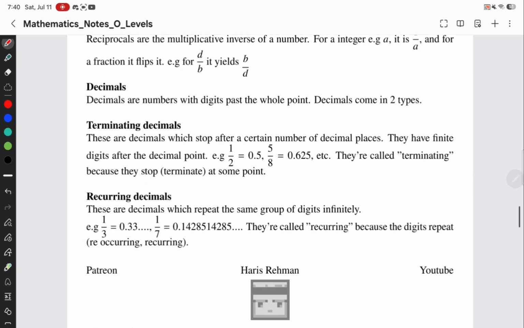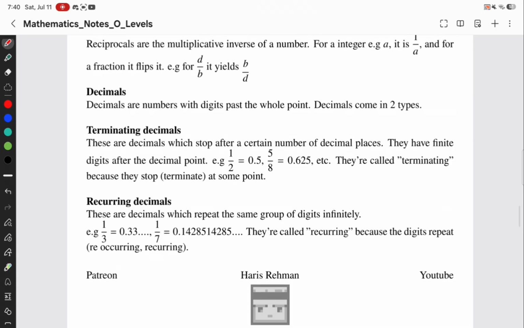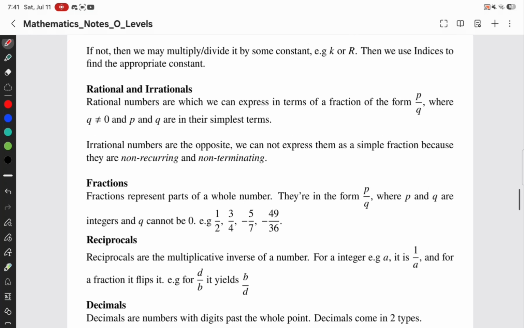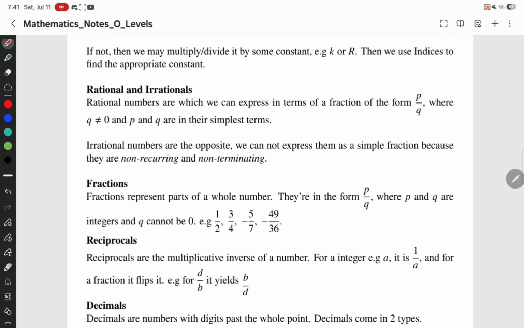Sorry. Terminating decimals. These are decimals which stop after a certain number of decimal places. They have finite digits after the decimal point. Example: a half is 0.5, 5/8 is 0.625. They are called terminating because they stop, i.e. terminate at some point. Here we see irrationals are non-terminating. They go on forever.